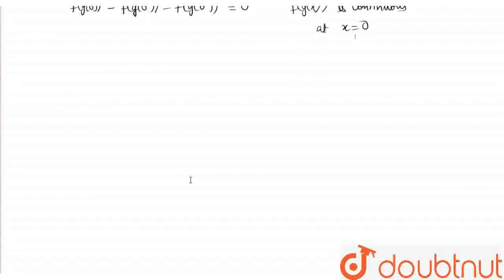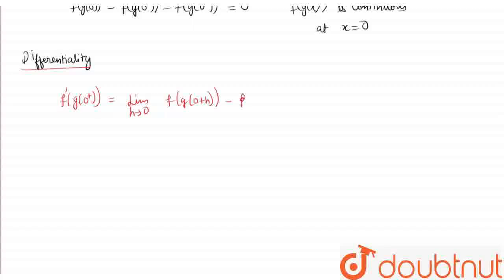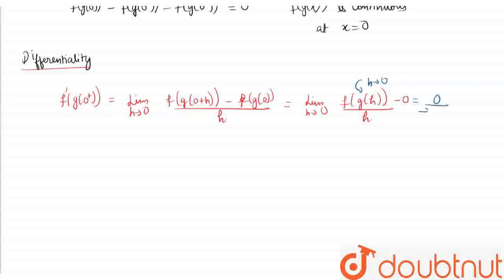Now comes the differentiability. For differentiability, let us find f dash of g of 0 plus. This will give us limit h tending to 0 of f of g of 0 plus h minus f of g of 0, divided by h. All right. So this gives limit h tending to 0 of f of g of h minus 0, divided by h. Now on putting h tending to 0, the upper term becomes exact 0 and the lower term tends to 0. So this makes it equal to 0. All right. So f dash of g of 0 plus becomes equal to 0.